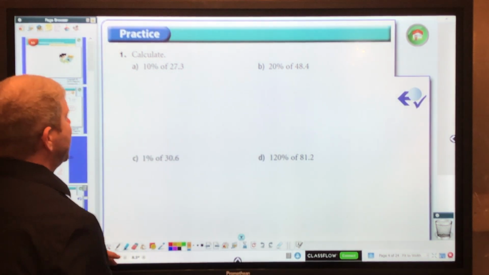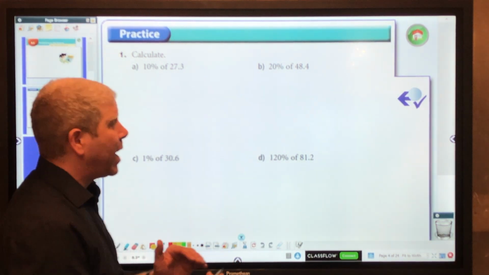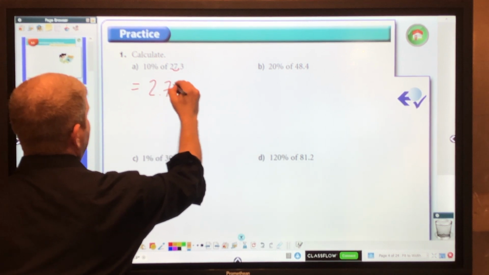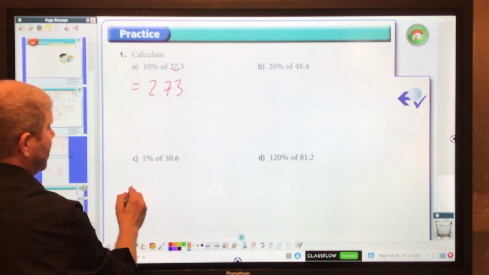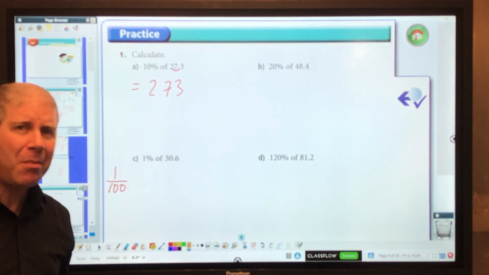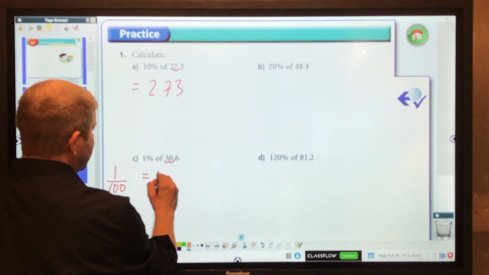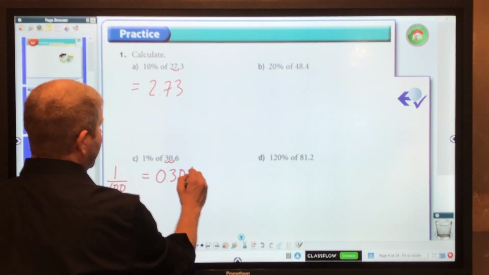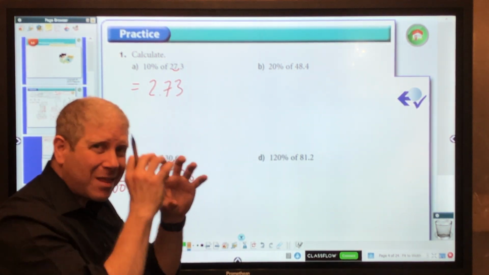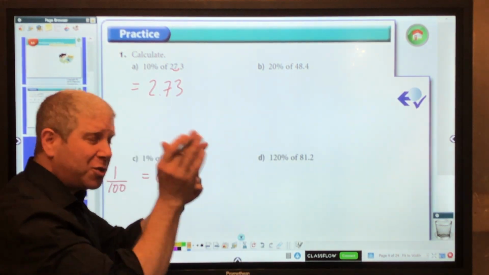So here we have 10%. Well, 10% we know is the same as dividing by 10. So we're simply going to move our decimal one place. So that's 2.73. 1% is basically 1 over 100, which means we're dividing by 100. So for 1% of this, we're going to move our decimal over 2 places, so the answer is going to be 0.306. So we didn't need to go through the whole hardcore mathematical multiplying everything together. We didn't need to do all that. Just use your mental math.